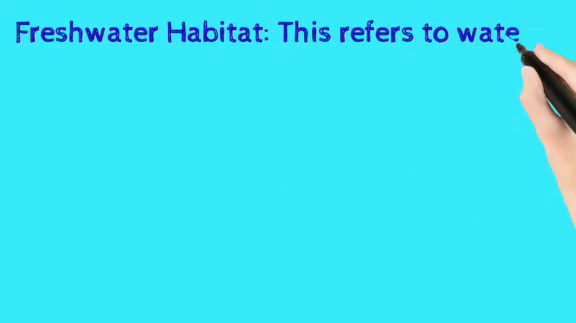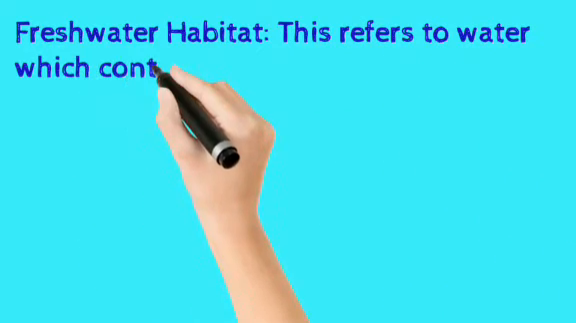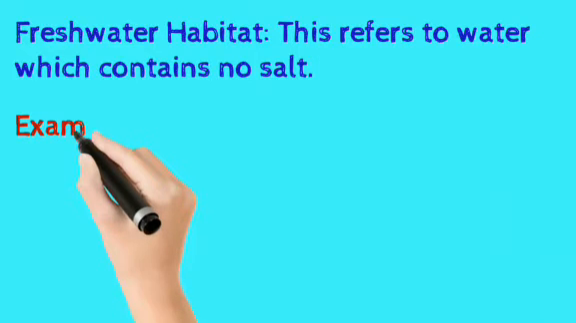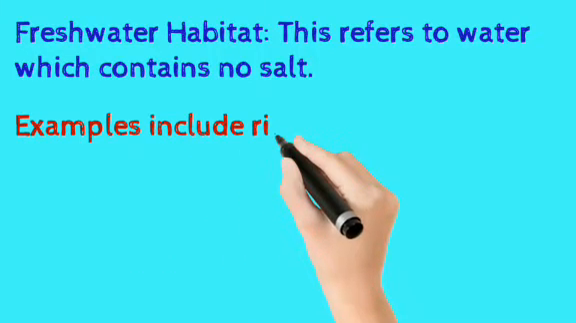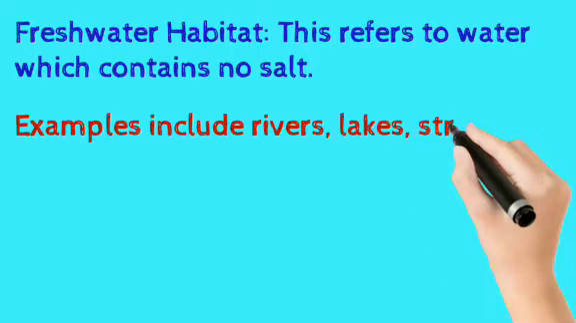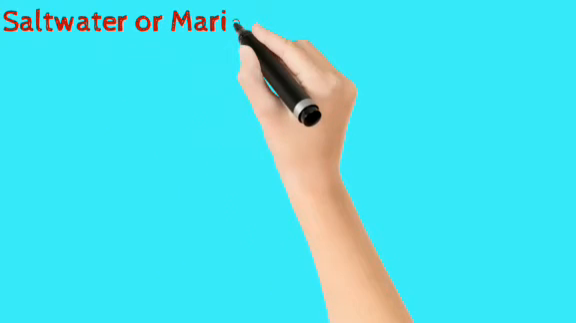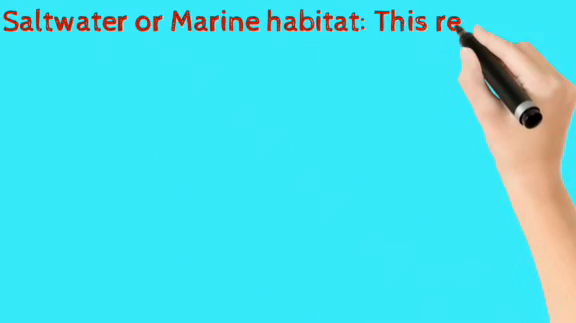This refers to water bodies that we find in lakes, rivers, and they contain no salt. Water found in lakes, ponds, rivers, streams, they contain no salt. That is, there is no salt content in the water. Examples include rivers, lakes, streams, ponds, springs, etc.